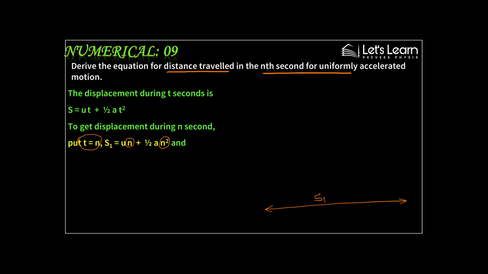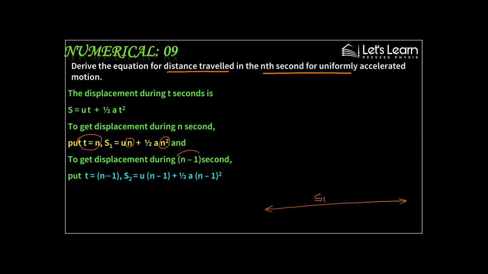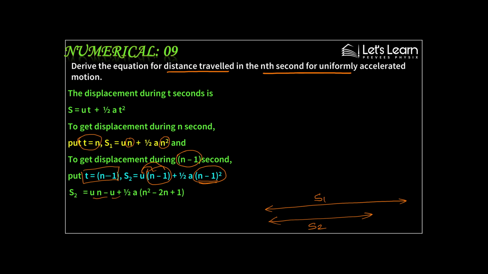Now, 1 second less distance traveled during n minus 1 second can be found by putting t equals n minus 1 in the same equation. So, in place of ut, u times n minus 1. In place of half at square, half a times n minus 1 the whole square. That gives you this distance, which is the distance traveled during 1 second less, which is n minus 1 seconds. Math. U times n gives you un. U times 1 gives you u. Half a, n minus 1 the whole square becomes n square minus 2n plus 1.